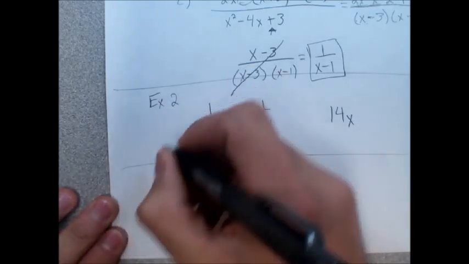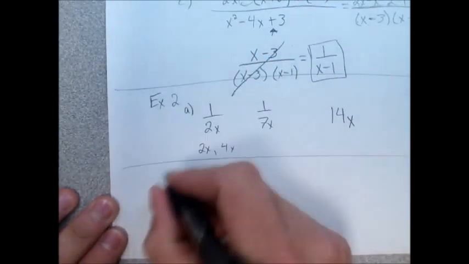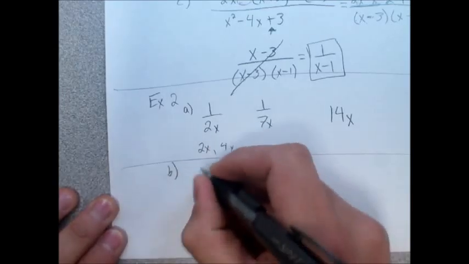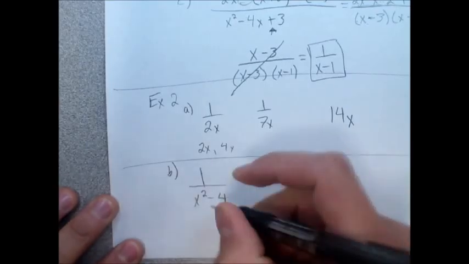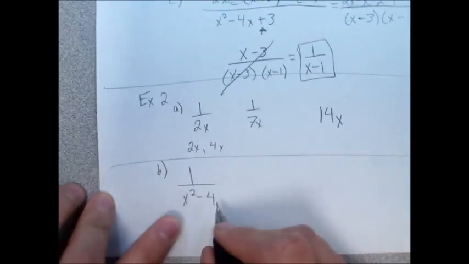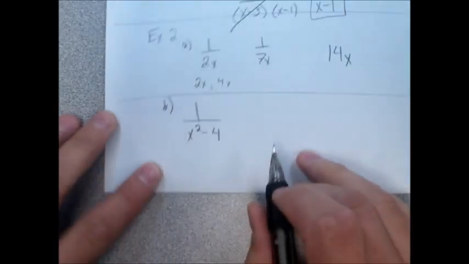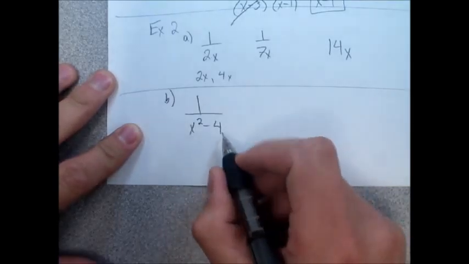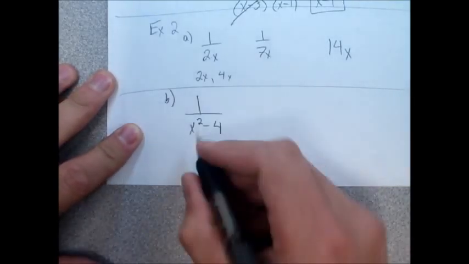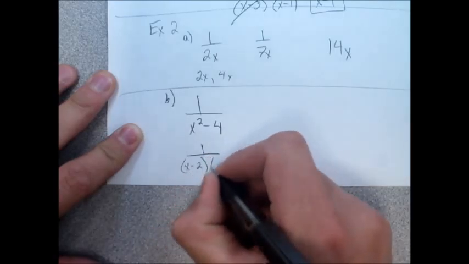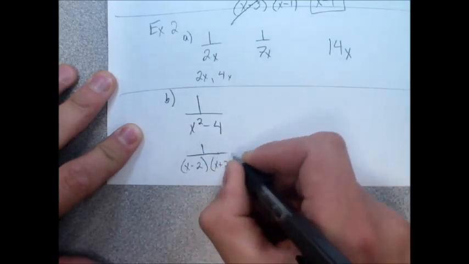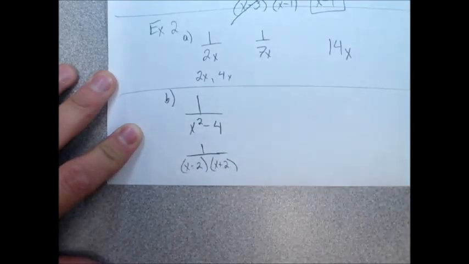On the next one, it gives you a little bit different of a problem. So here they have 1 over x squared minus 4. So I'm going to have to factor out this bottom one. Now you should notice that it's a difference of 2 squares. So this one's a perfect square and this one's a perfect square. So it should factor out rather easily. So x minus 2 and x plus 2. Difference of 2 squares, different sign difference. So that one worked out.